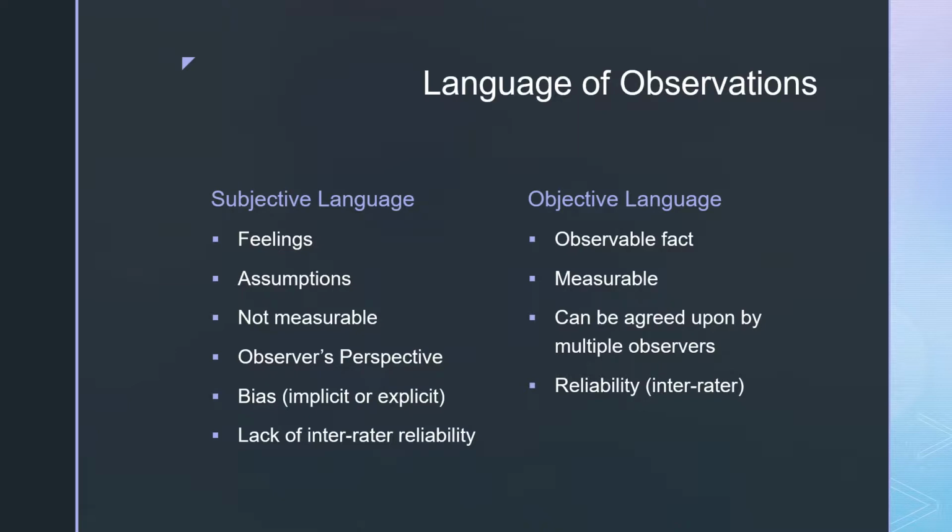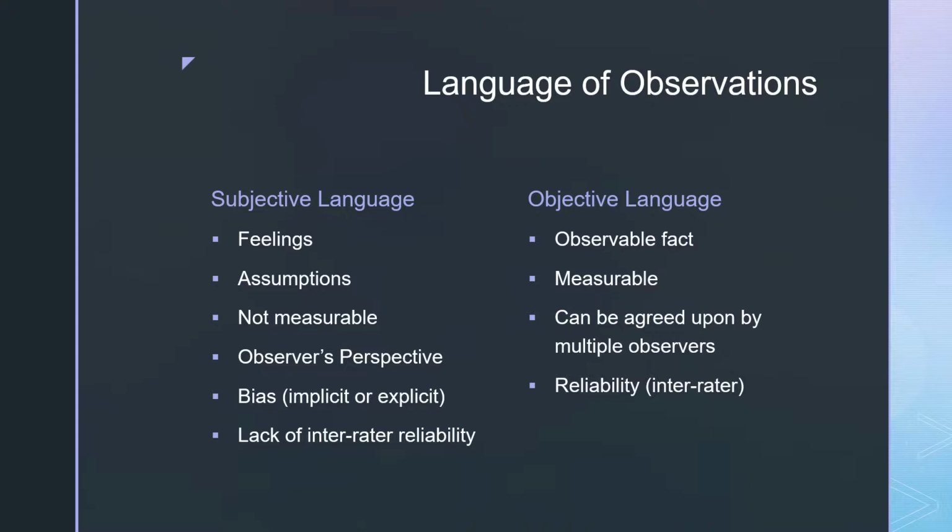Subjective language includes feelings, assumptions. It's generally not measurable. When observations are written in subjective language, we can very clearly see the observer's perspective on what has occurred. It often includes bias, sometimes implicit or explicit bias of the observer, and there's a lack of inter-rater reliability. I know it seems weird to talk about reliability with something like observation, but there is indeed a reliability aspect of any assessment strategy. So obviously that subjective language is what we're not looking for when we're recording observations.